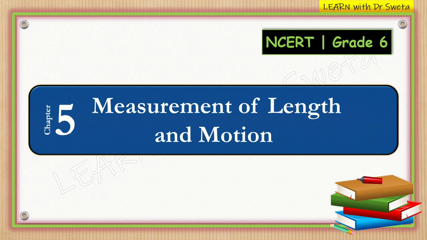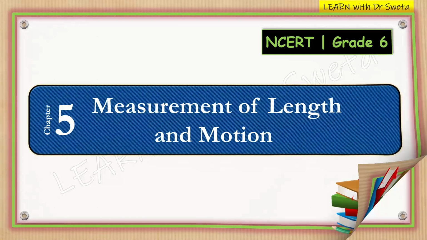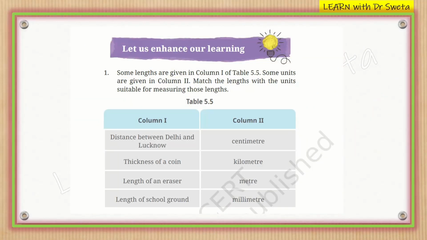Shweta. In today's video, let's solve questions of chapter 5 of class 6th NCERT Science. The name of the chapter is Measurement of Length and Motion. So first question is, some lengths are given in column 1 of table 5.5. Some units are given in column 2. Match the lengths with the units suitable for measuring those lengths. So, in column 1, some lengths are mentioned, and in column 2, some units are given.